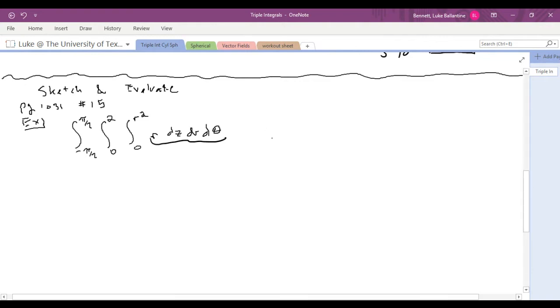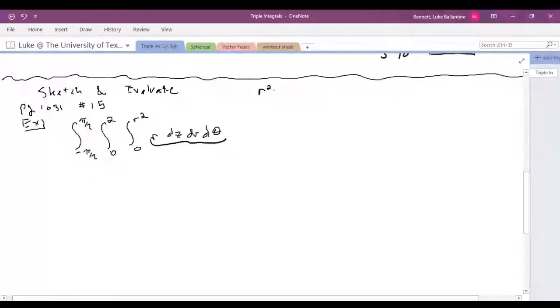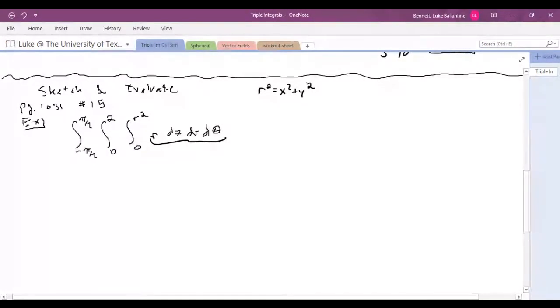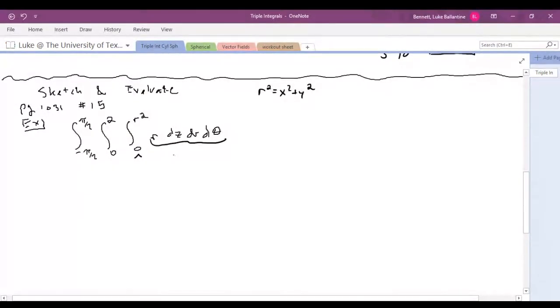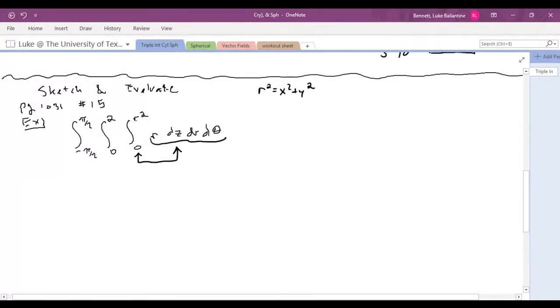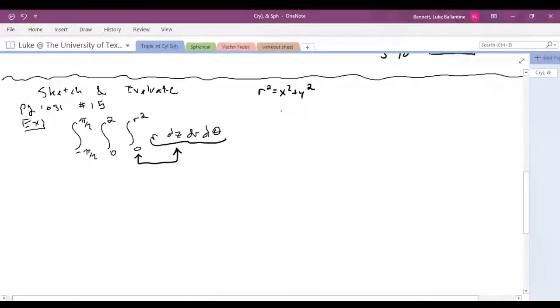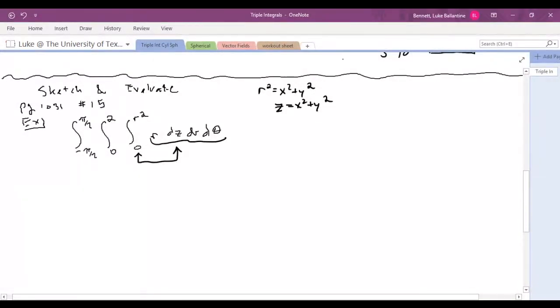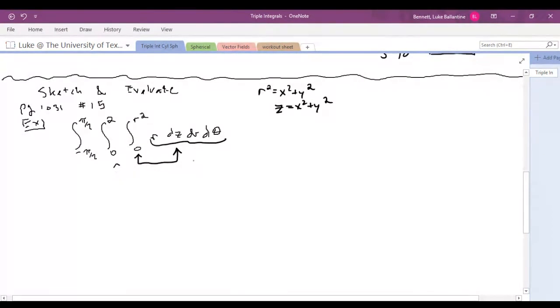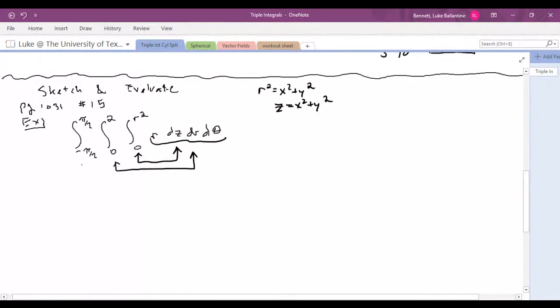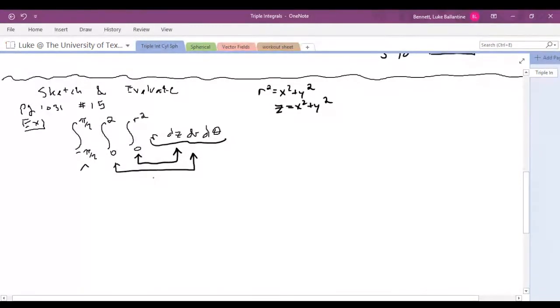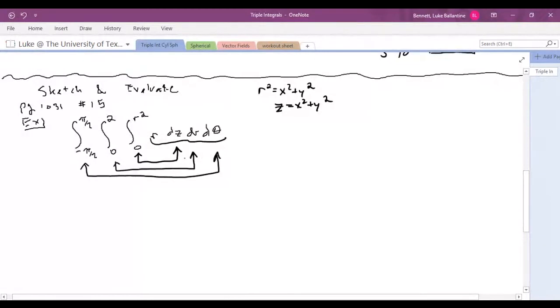Okay, so r squared is equal to x squared plus y squared, and that's our z bound, right? So z is going from 0 to x squared plus y squared, aka r squared. But z equals x squared plus y squared is a paraboloid centered at the origin. Then r is the same as last time, from 0 to 2. But this time our theta is different. We're going from negative pi over 2 to pi over 2.